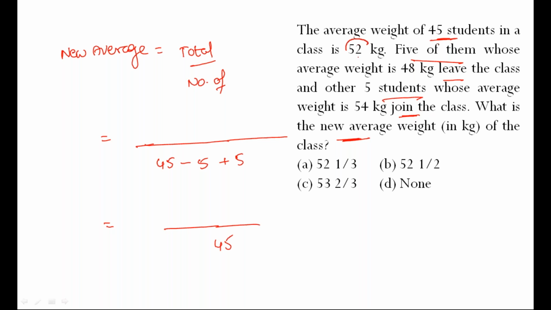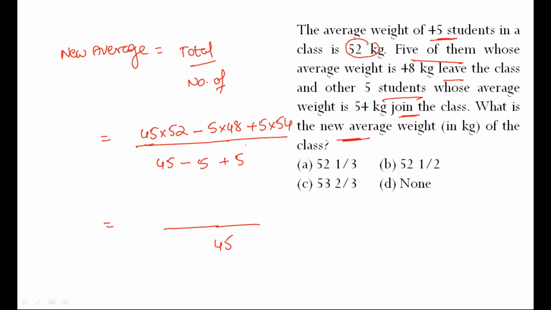Okay, average is 52. So 45 into 52. Total weight is 45 students, average is 52. From that, 5 students with average 48 left. Then 5 students with average 54 join. That's it. Among 45 students, whose average is 52, 45 into 52. From that, 5 students with average 48 left. Now 5 students with average 54 join. Do you understand this point?